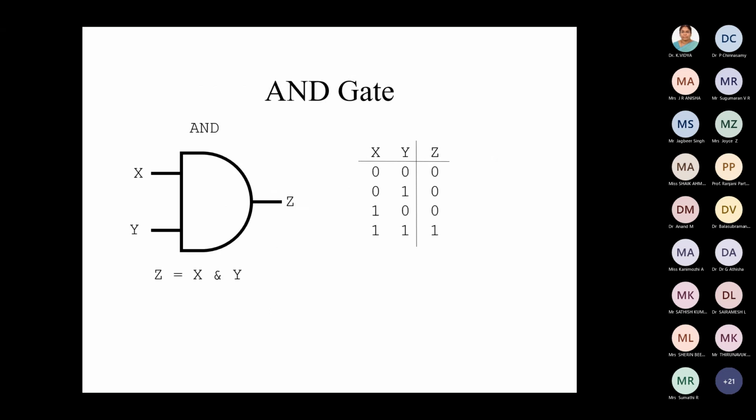Perfect. What about this AND gate? Can anyone tell what a classical AND gate does? When all the inputs are 1, then only the output is 1. Okay, perfect. So this is the case. Otherwise, it outputs 0.